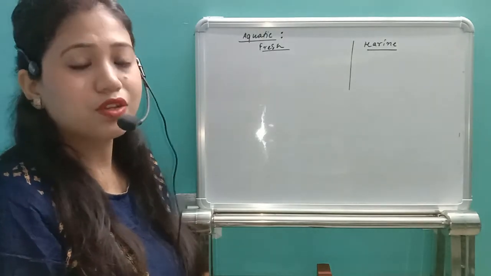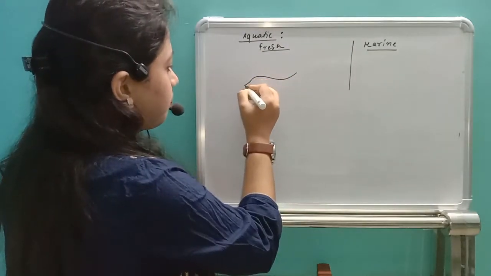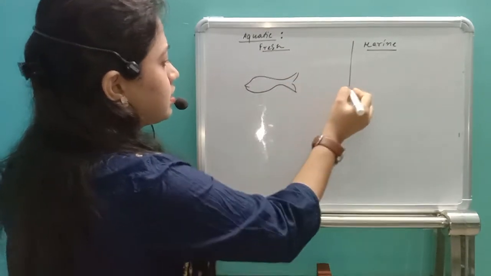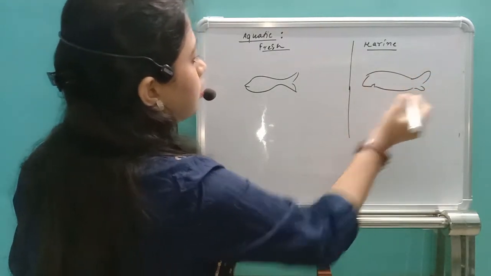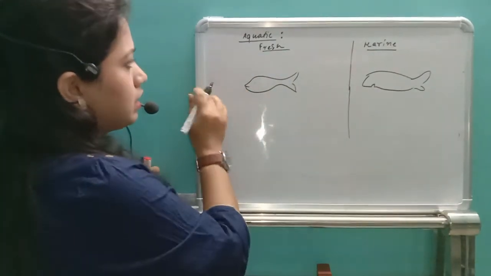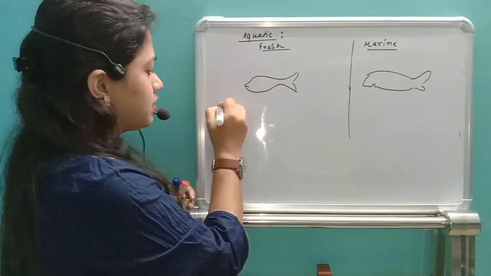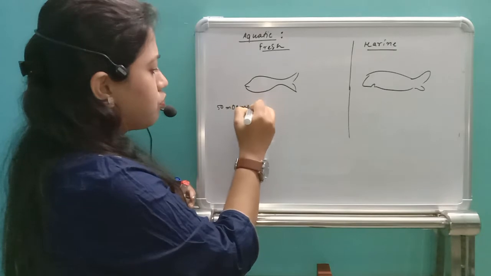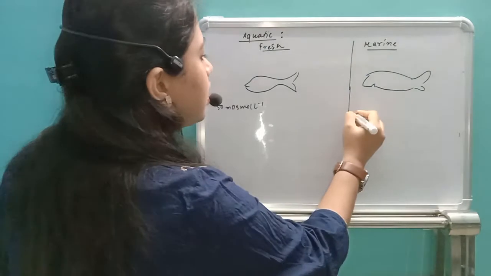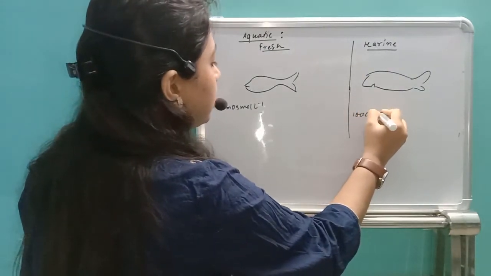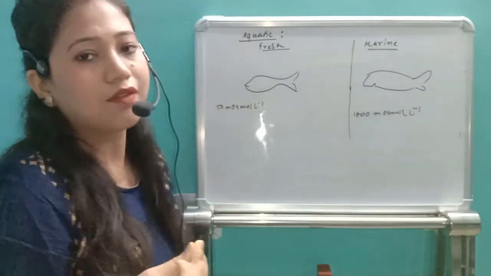So what is happening to the freshwater and marine water fishes? Suppose this is a fish, and this is another fish. In the water, that means in the environment, the solute concentration is very less, around 50 milliosmol per liter. The salt water is going to have more solutes in it, around 1000 milliosmol per liter. That means the water also has solutes in it.